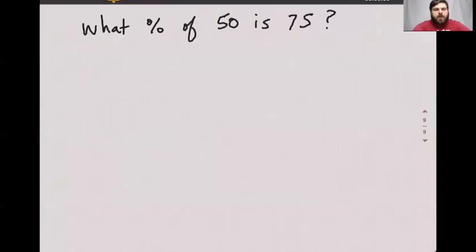Okay, all right, let's convert it. What? That means x. Percent means to divide by 100. So whatever was right before the word percent, you're going to just divide by 100. Of means multiply. 50 is just 50. Is equals. 75 is 75. Okay, what percent of 50 is 75?